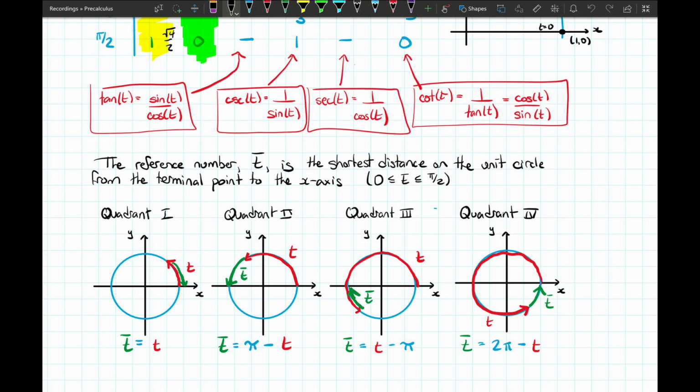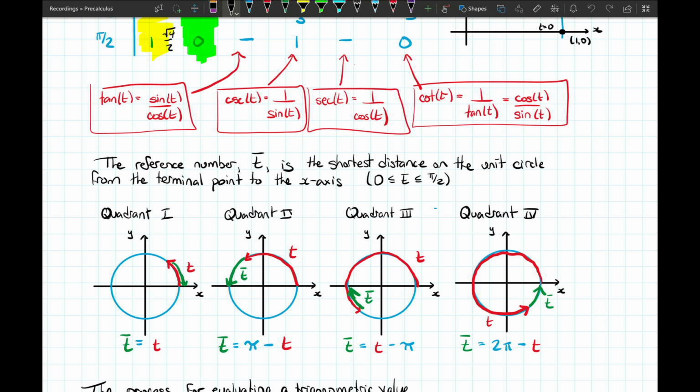And in quadrant 4, we're nearly completing a whole circle, so t bar, our reference number, is just going to be the remaining distance to get back to the positive x-axis. And now, using this reference number, we can find a very quick process for evaluating trigonometric functions at any real number.